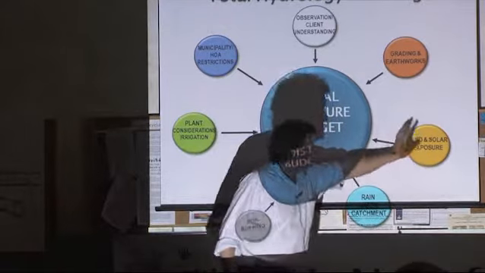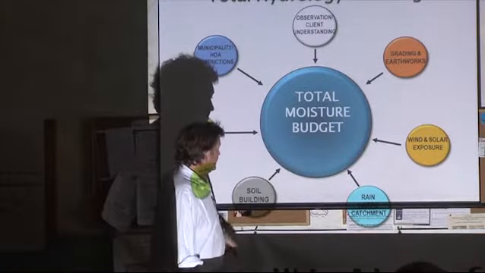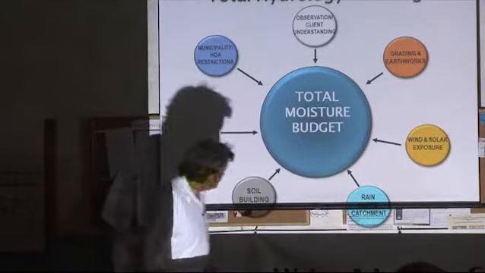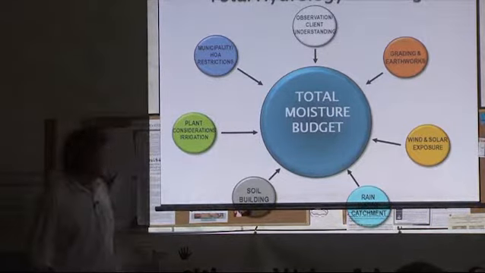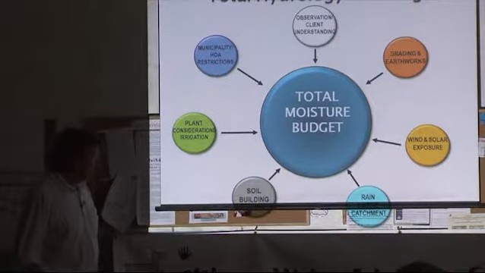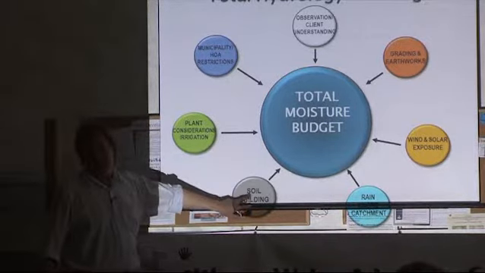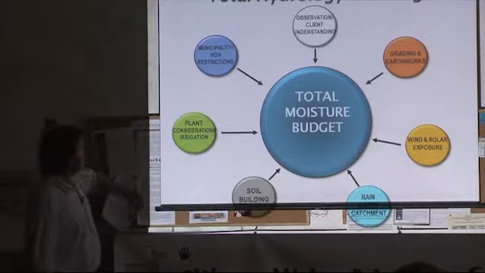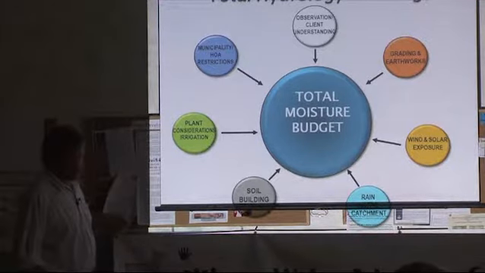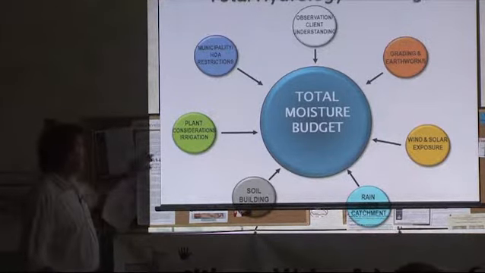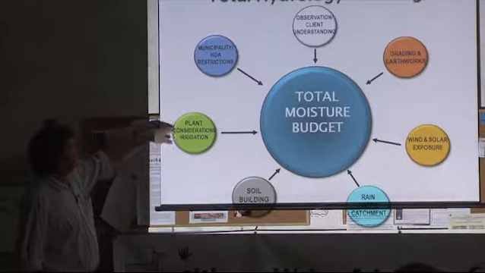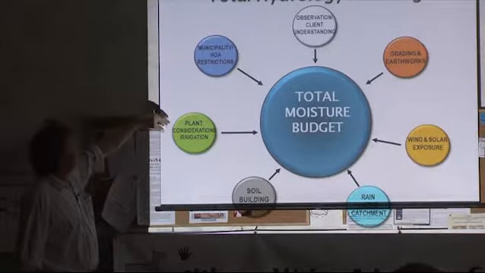Hot sides, windy sides require more irrigation. Rain catchment, of course, we've been talking a lot about that. Soil building can double the amount of moisture delivered to plants with good, healthy soils. And obviously, plant considerations. There's a lot of talk about that. Of course, this makes a huge difference. This is where plant understanding comes in.